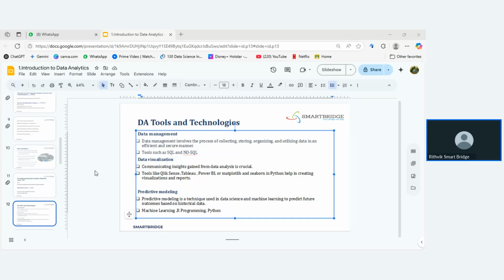An SQL database stores data in tables, rows, and columns. Textual data, numerical data. NoSQL systems store data using various methods depending on the types of unstructured data. Great, guys. Thank you for your response. That was a great response.